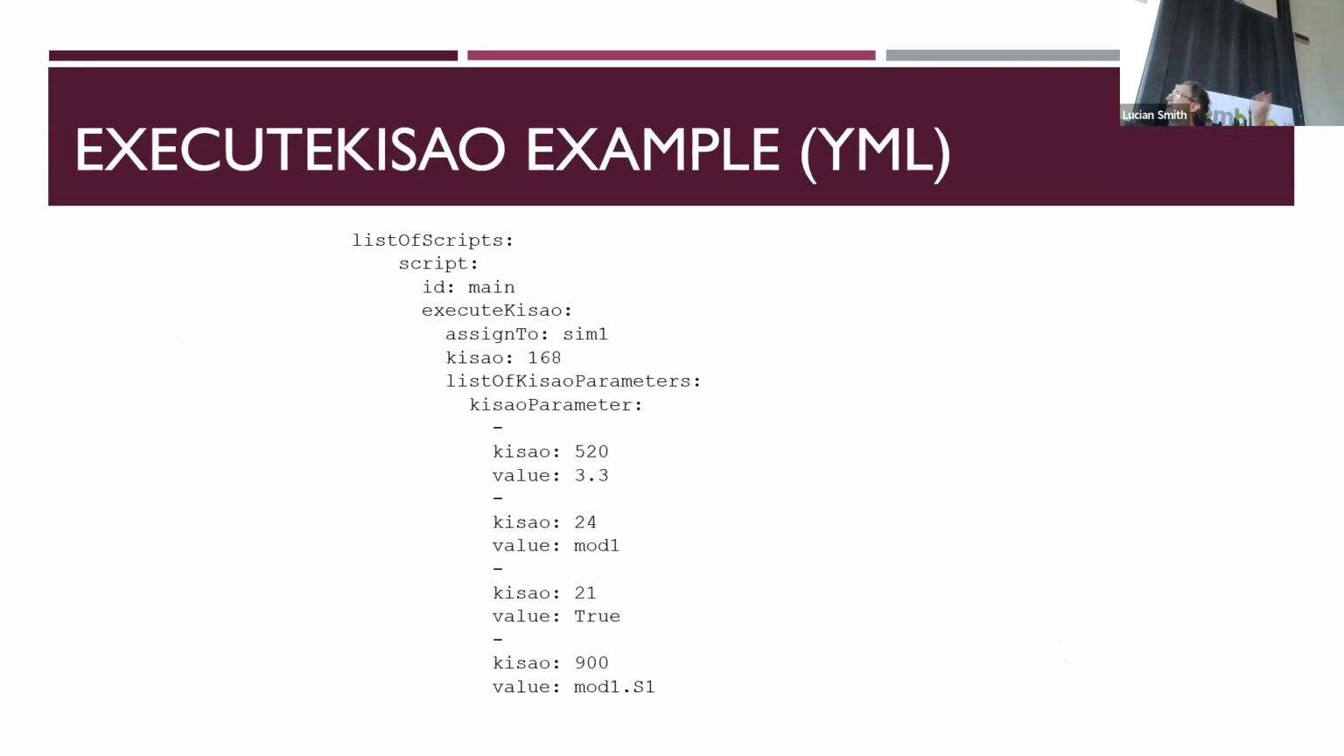Here's an example of what it would look like for an execute Casal thing. I have a Casal term, it's Casal 168, and then Casal term 520, it gives a value of 3.3. Casal value of 24, the value is mod 1. It's apparently the thing that references the model. Casal value 21 is true. Casal value 900 is mod 1.s1. Like, this is not at all clear what's going on, but it's precise in what's going on because all the Casal terms are defined somewhere, just not in this file.